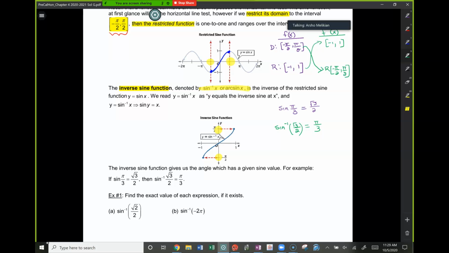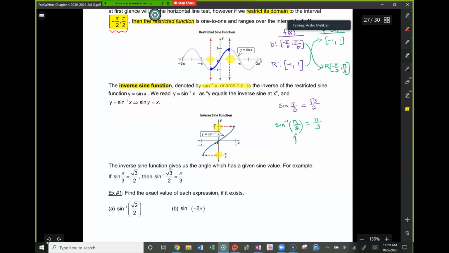So now look at what happens. This stuff in here now, that's the domain of the inverse sine, and it can only take on values of -1 to 1.